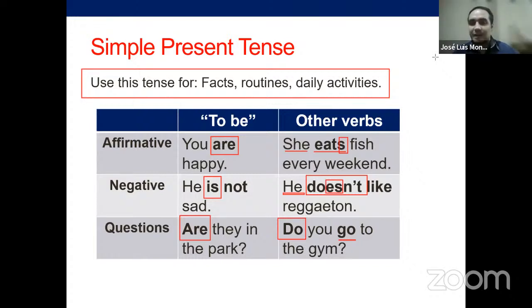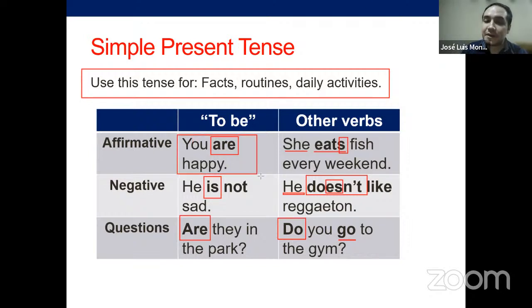Of course, many things can happen, but you're always going to be tall. Okay, so those are facts, are descriptions. Then routines and daily activities, things that you do repeatedly. All right, but let's try then to practice.